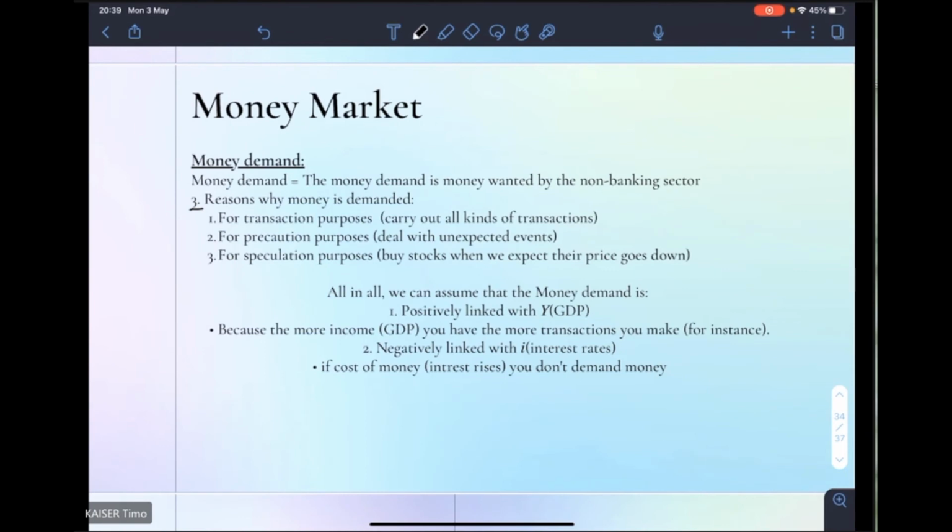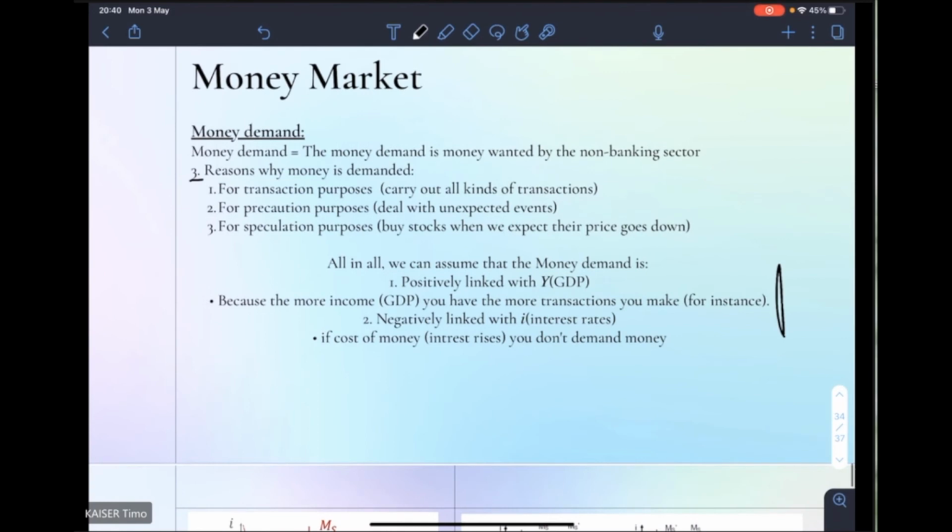And the same is for GDP. When you have more income, of course, you can also make more transactions, or you want to make more transactions, and therefore you demand more money. Very important to remember, will be asked.